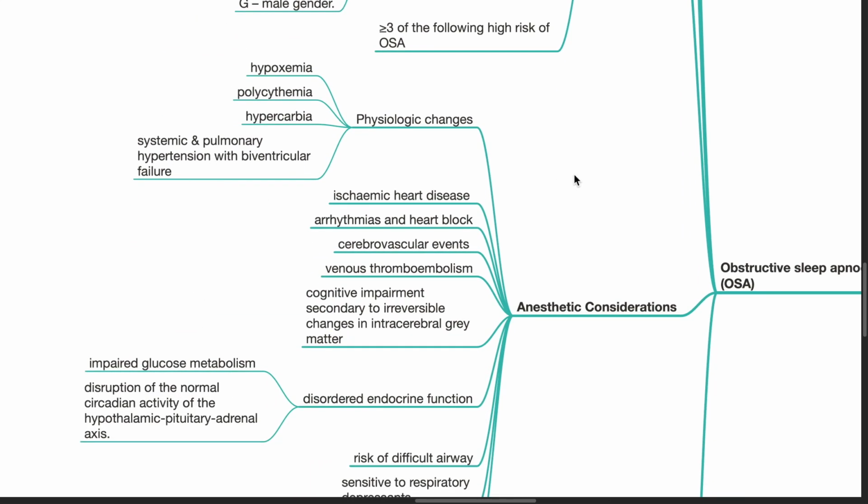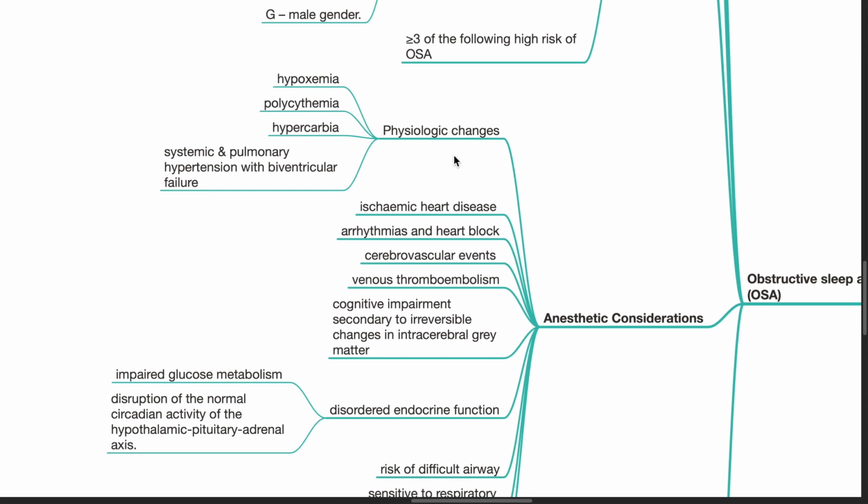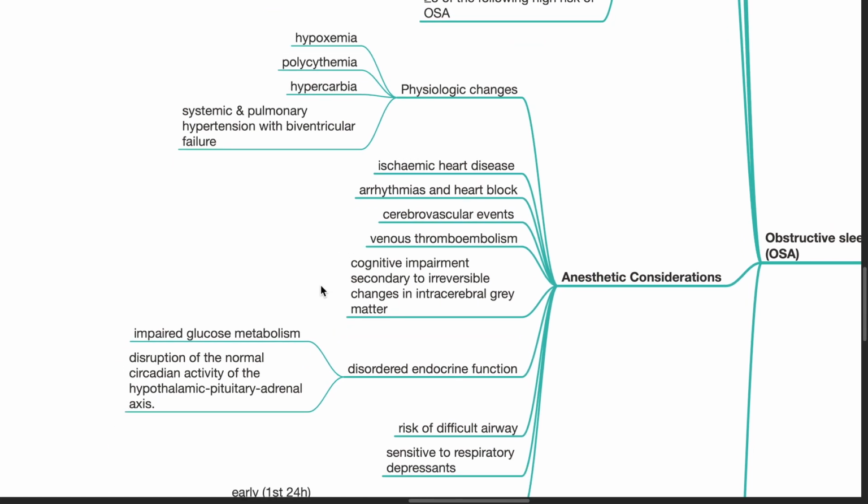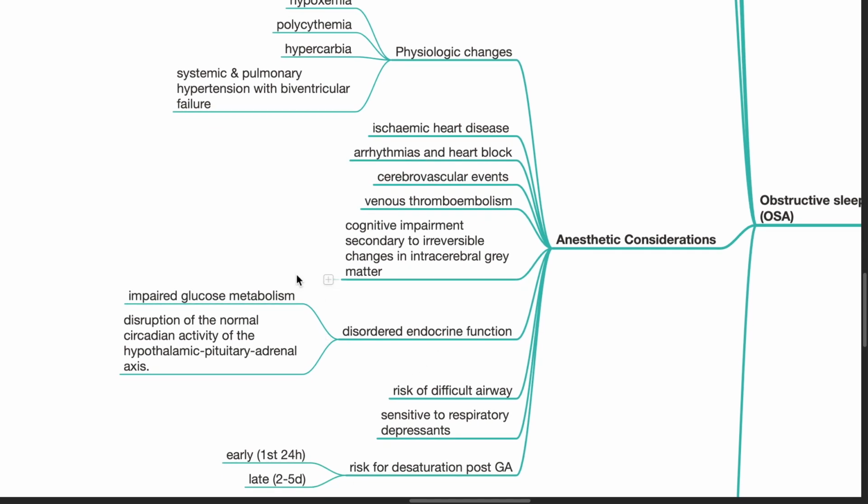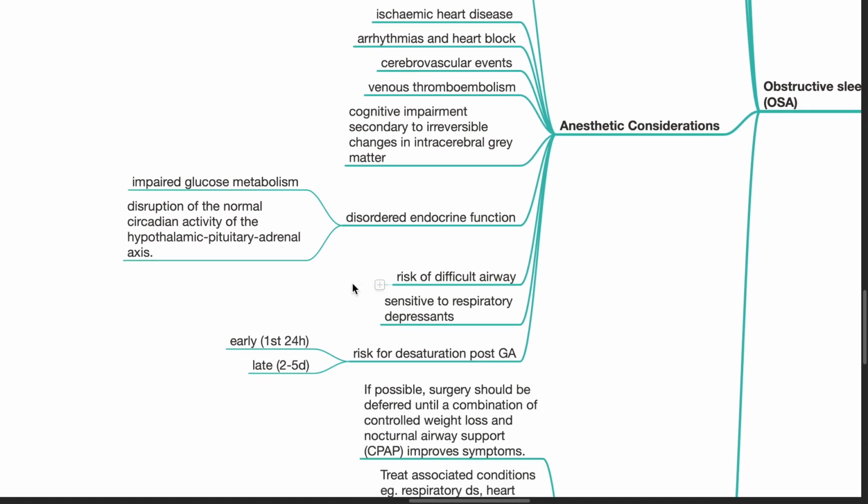Anesthetic considerations in patients with OSA include physiological changes such as hypoxemia, polycythemia, hypercarbia, systemic and pulmonary hypertension with biventricular failure, ischemic heart disease, arrhythmias and heart block, cerebrovascular events, venous thromboembolism, cognitive impairment secondary to irreversible changes in intracerebral grey matter, and disordered endocrine function resulting in impaired glucose metabolism and disruption of the normal circadian activity of the HPA axis. There is also risk of difficult airway, sensitivity to respiratory depressants, and risk of desaturation post-GA in the early period, which is the first 24 hours, and the late period, which is 2 to 5 days later.